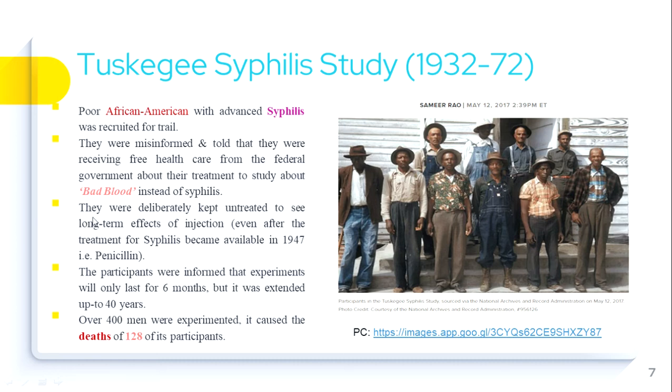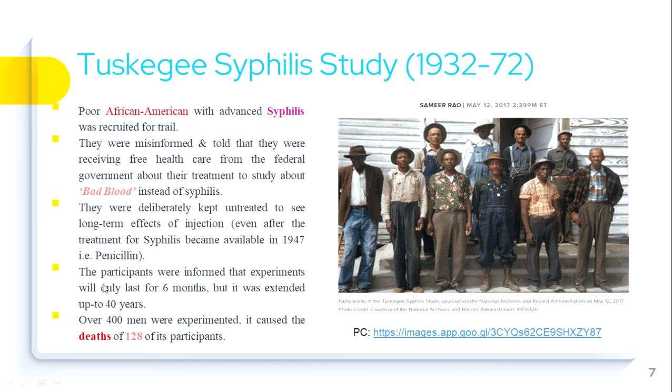And then they were deliberately kept untreated to see the long-term effects of the disease, even after the treatment for syphilis became available in 1947, that is penicillin. Penicillin was discovered by Alexander Fleming in 1928, but it was only in 1947 that scientists came to know that penicillin can cure syphilis. But see how this research was conducted. Even after the cure was there, they didn't tell them about the cure, and they went on giving the same medicine that they were giving before.